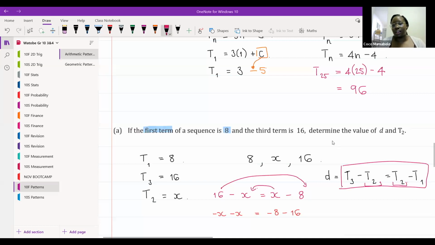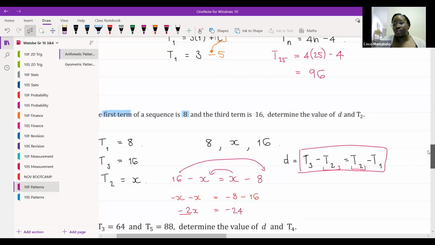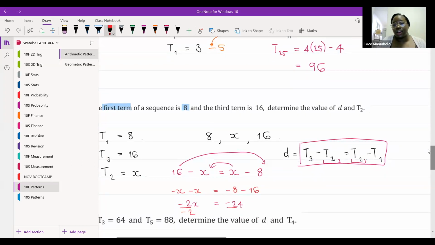Okay, so we're going to take these negative x minus x is going to give us negative 2x, which is going to equal negative 8 minus 16, which is going to give us negative 24. And then to solve for x, we're just going to divide by negative 2 on both sides. Divide by negative 2, and therefore x will equal 12. Good stuff, peeps. So we know that x is equal to 12, right?